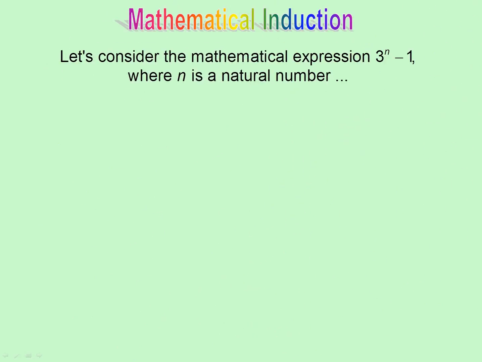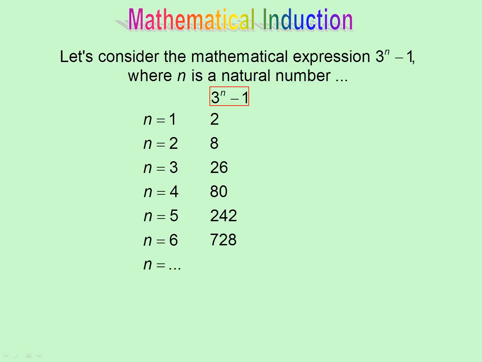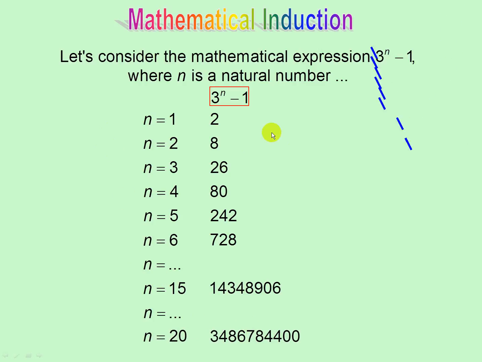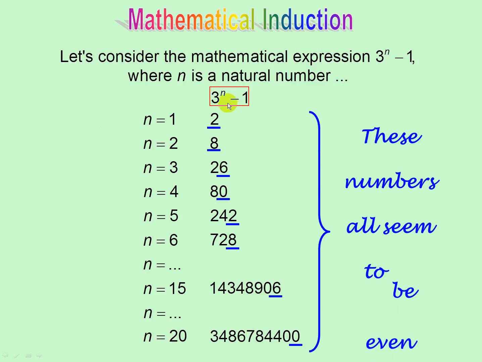So let's have a look at the mathematical expression 3 to the n minus 1, n being a natural number. Remember, natural numbers are 1, 2, 3, 4, 5 going upwards. If you want to include 0, then it's called counting numbers or whole numbers. Now all I'm doing is substituting in these values for n. And have a look: 2, 8, 26, 80. The numbers all seem to be even. They are all even. So I can probably predict the rest are going to be as well.